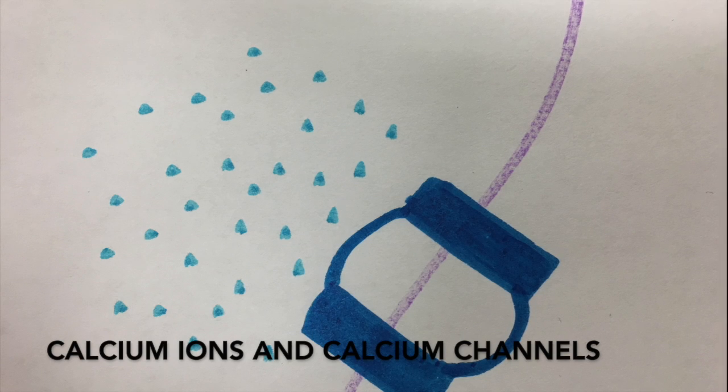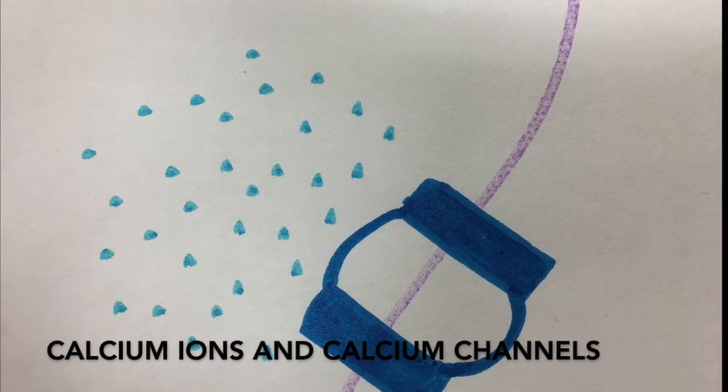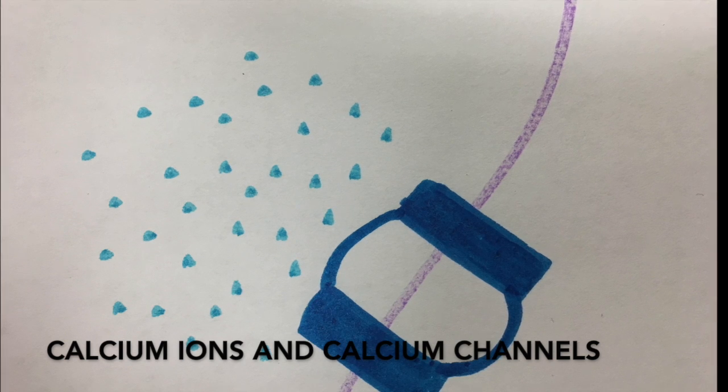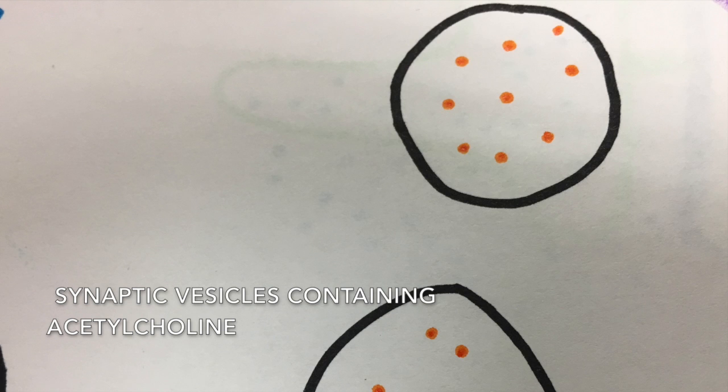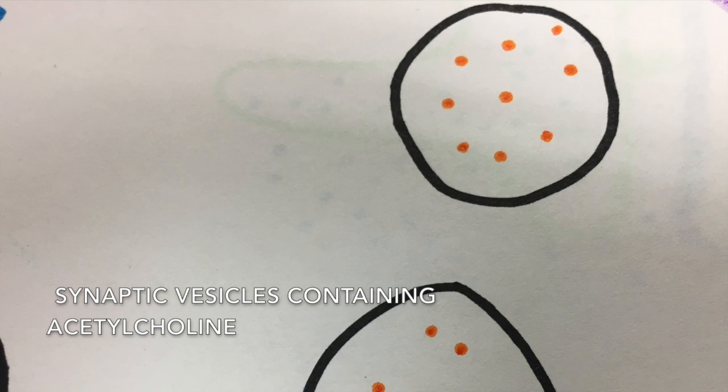When triggered by action potential, calcium channels open, allowing calcium into the presynaptic side of the synapse. The synaptic vesicles contain acetylcholine, a neurotransmitter that causes muscles to contract.